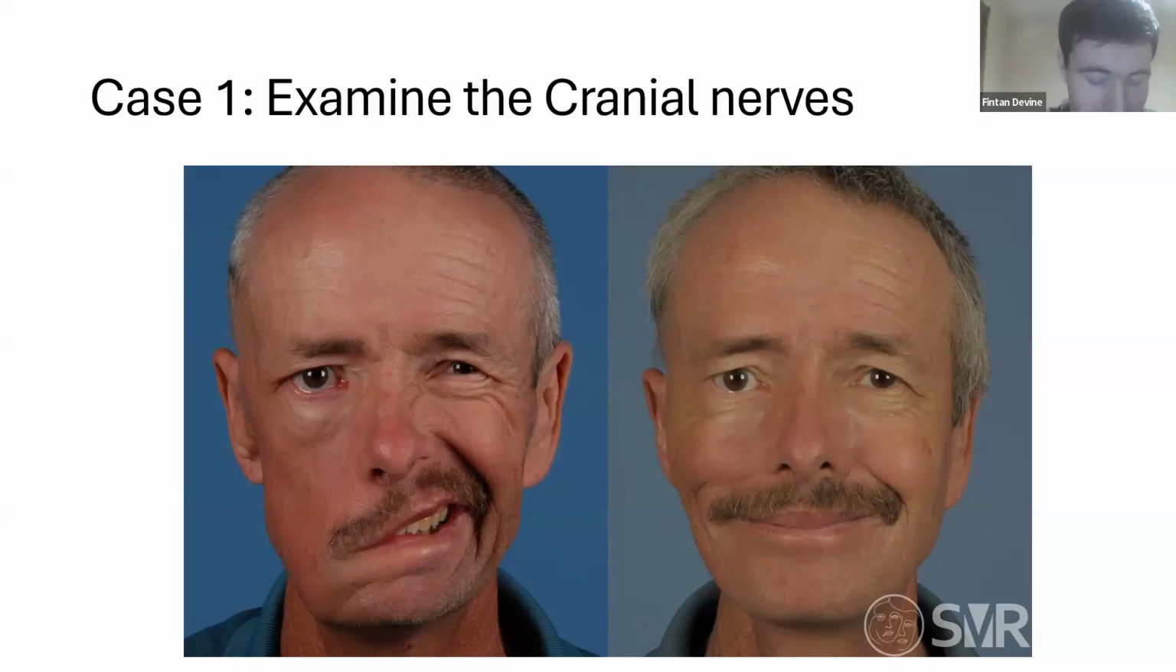Next, I would move on to testing the power in his facial muscles, cranial nerve 7. I'd be asking him to close his eyes and try to resist me opening them, and then puffing out his cheeks. Again, it's weak on the right side.